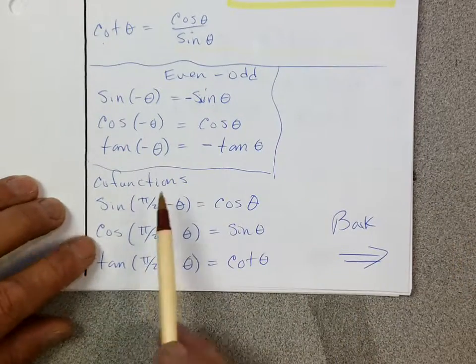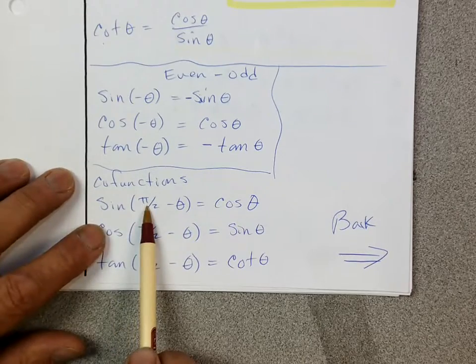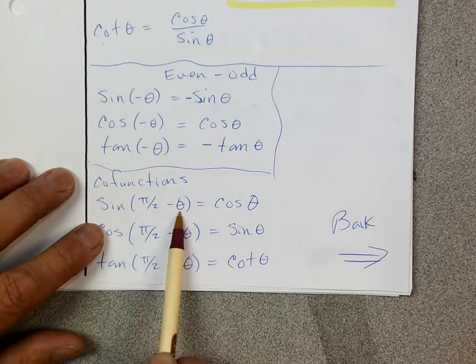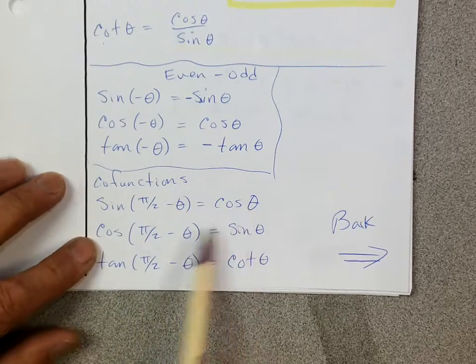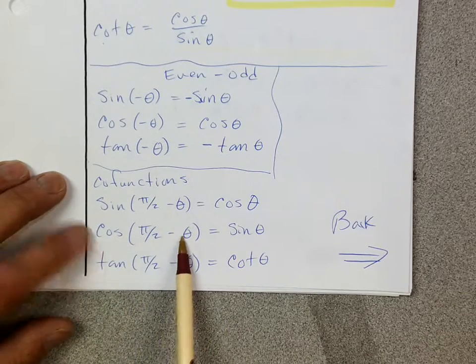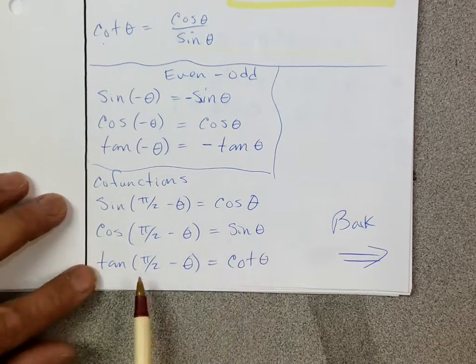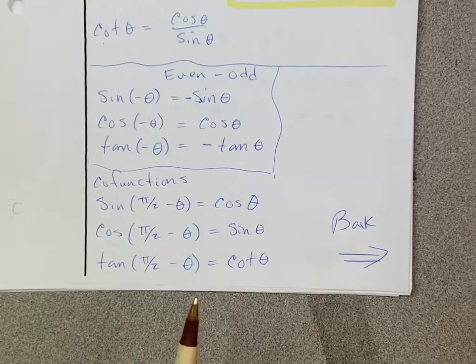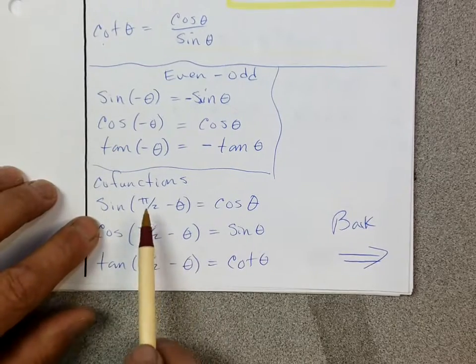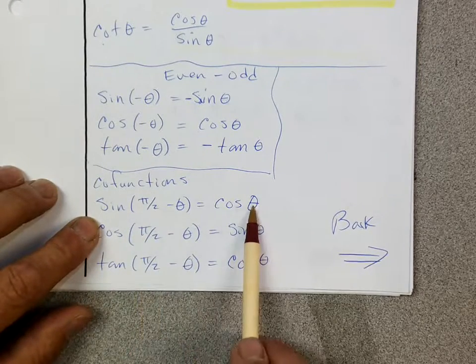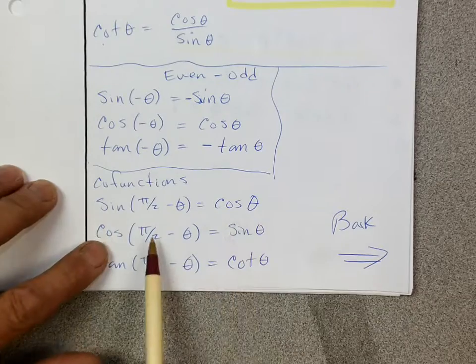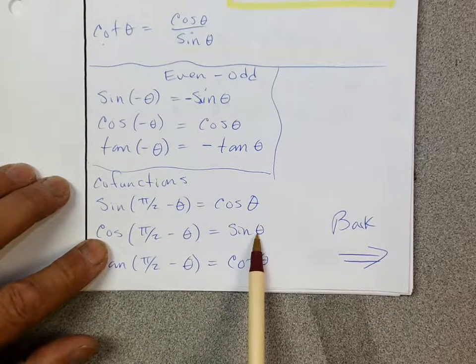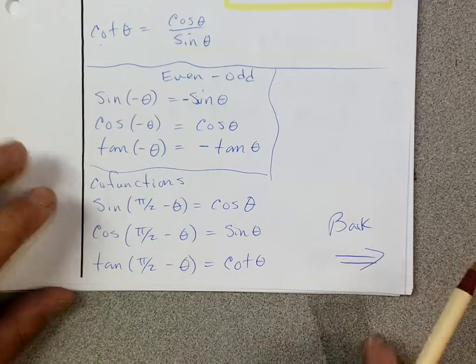Cofunctions: sine of pi halves minus theta, or sine of 90 minus theta, is equal to the cosine of theta. Cosine of pi halves minus theta is equal to sine of theta. And tangent of pi halves minus theta is equal to cotangent of theta. Now, if I were here, I would show you on the unit circle why that works, but you can figure out that sine of 30 is always equal to cosine of 60. Cosine of 30 is always equal to sine of 60, and vice versa. Okay, you can check it out on the unit circle.